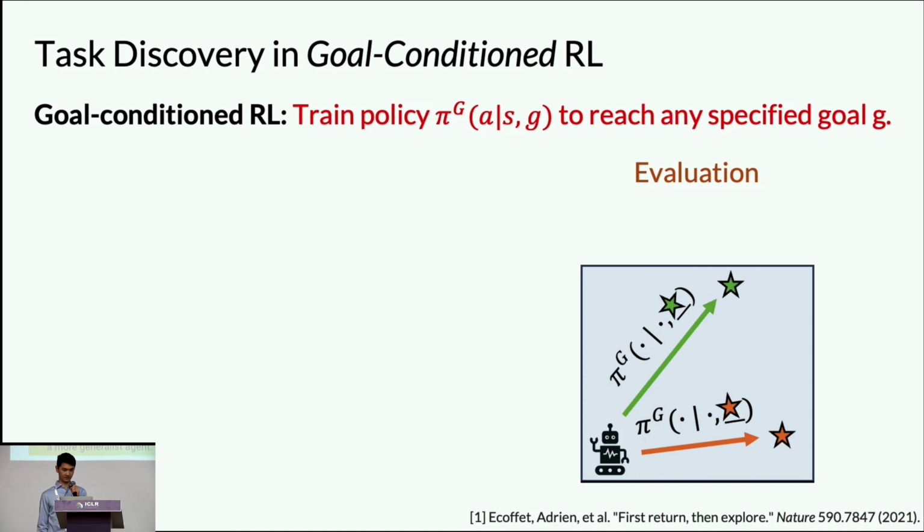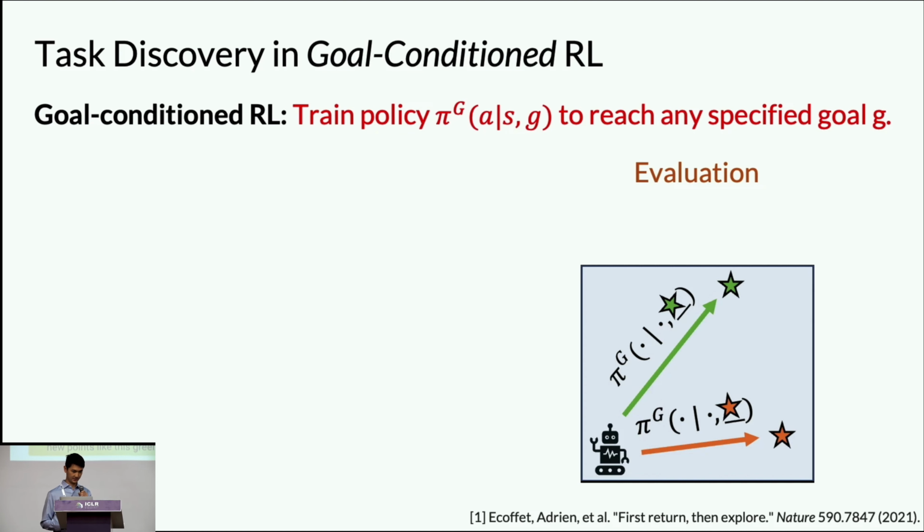So let's talk about task discovery in goal conditioned RL. In goal conditioned RL, you train a goal conditioned policy pi of g to reach any specified goal state g. And here we're using states as g, so it's about reaching a particular state as a task. So hopefully by the time you train your policy, at evaluation time, you can just set arbitrary new tasks. Like in this 2D MDP, if we set arbitrary new points like this green star or this orange star, the goal conditioned policy will go towards that.